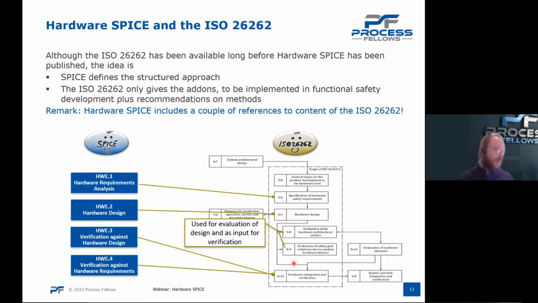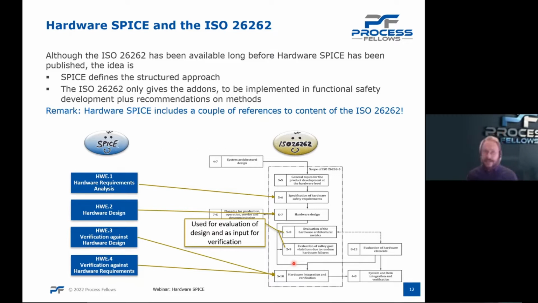And they selected two more processes here about evaluation and architectural metrics that are calculated based on the design. This is typically an input for the verification, and this is something that is not really new, that is typically known in hardware development already. Using hardware metrics or failure rates here, and this is here detailed information in the ISO 26262 for this. This is the combination to functional safety. This is where you can see a pretty good mapping is possible here. And you will see when you read Hardware SPICE, it includes already a couple of references here telling you, hey, when you perform this activity, this is the additional information of the 26262 that you have to keep in mind here.